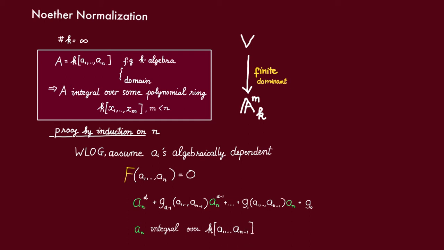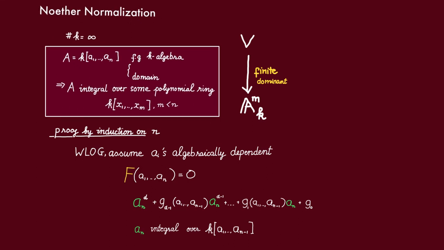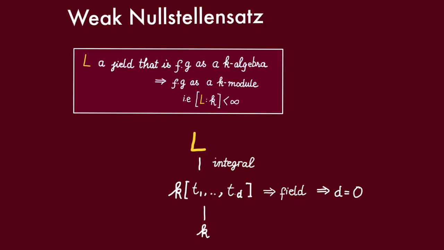And now by induction hypothesis, this ring here is integral over some polynomial ring, so by transitivity, a_n is also integral over some polynomial ring. And thus we have that every domain that is finitely generated as a k-algebra must be integral over some polynomial ring.